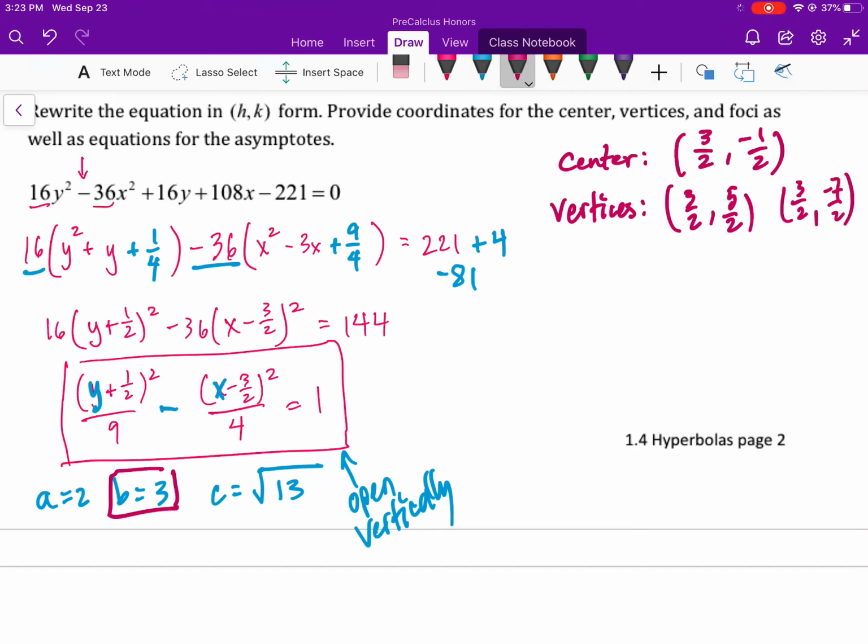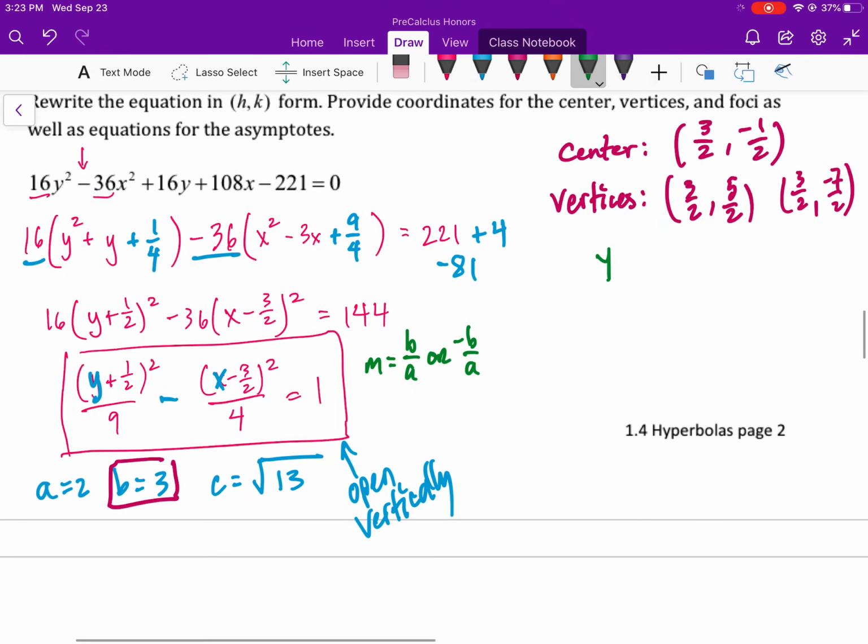Let's get our asymptotes. The slope for our asymptote, we'll remember, is b over a, or negative b over a, and it goes through the center. And so just using point-slope form, y plus 1/2 equals our slope, which is 3 over 2, times x minus 3/2. Or using the other slope, y plus 1/2 equals negative 3/2 times x minus 3/2. The equations will always be identical except for the opposite slope.